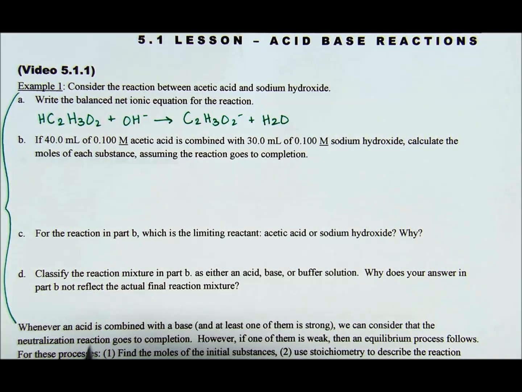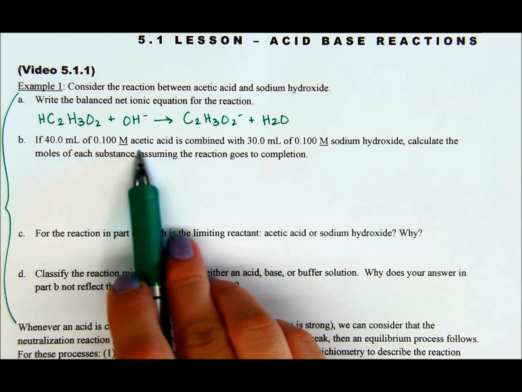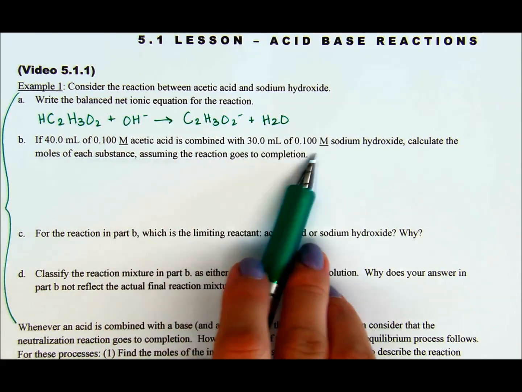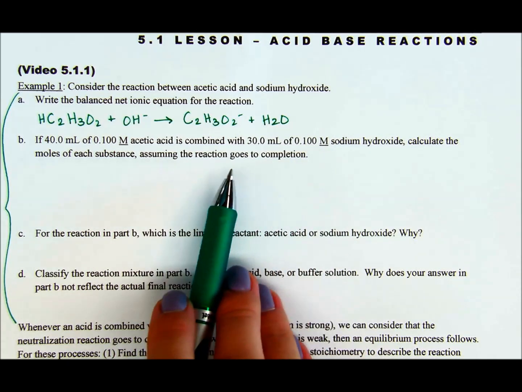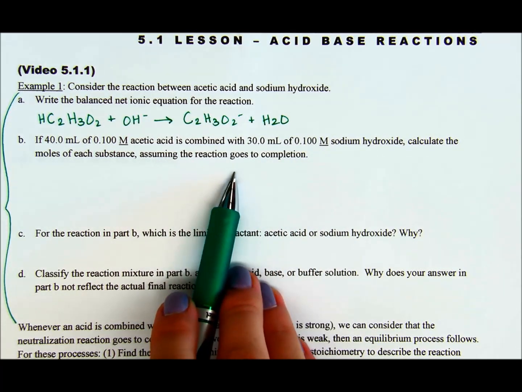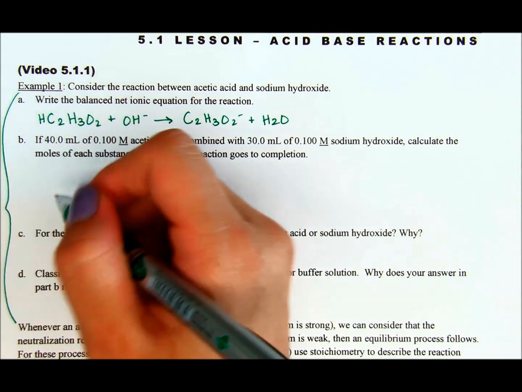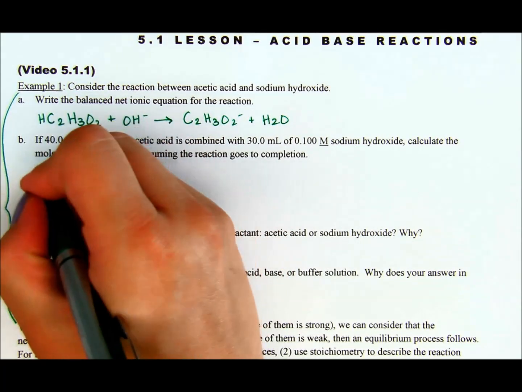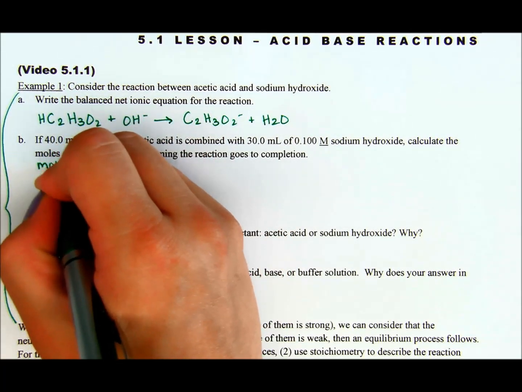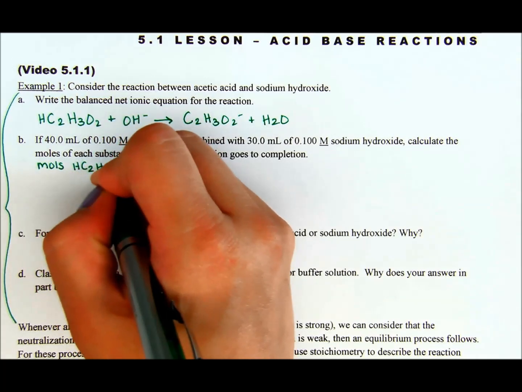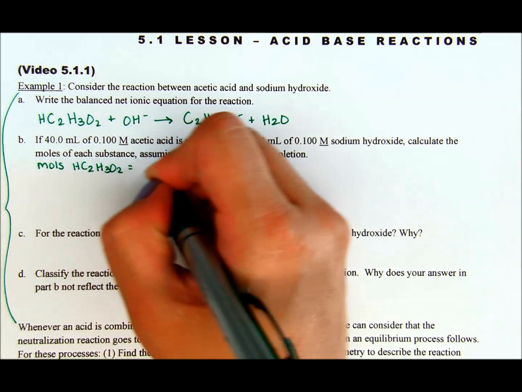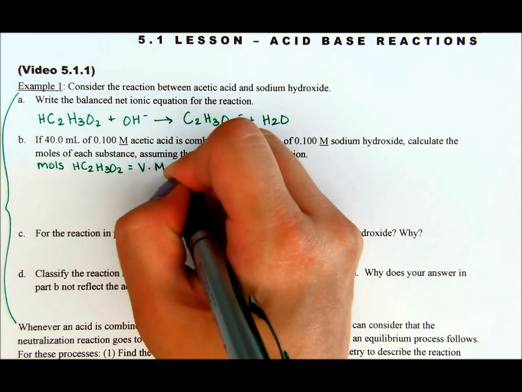It's all balanced. Okay, if 40 mL of 0.1 molar acetic acid is combined with 30 mL of 0.1 molar sodium hydroxide, calculate the moles of each substance, assuming the reaction goes to completion. So first, let's calculate moles of acetic acid.